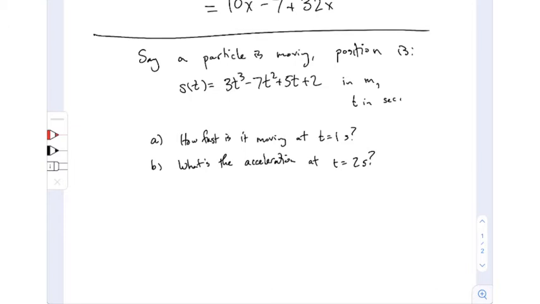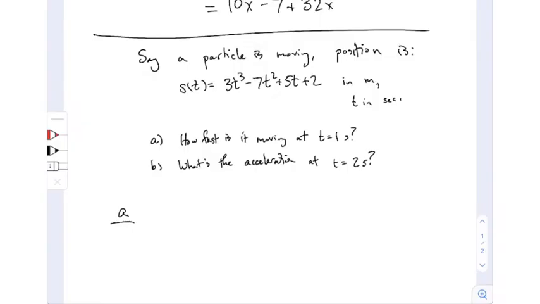The function I told you describes the position. What do you think? Yeah? Find the derivative and plug in 1, he said. I agree. I gave you the position function. Sorry, I think my wire just cut out. Find the derivative and then plug in 1, he said.